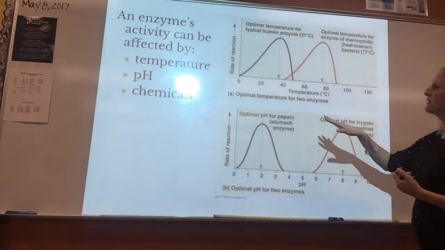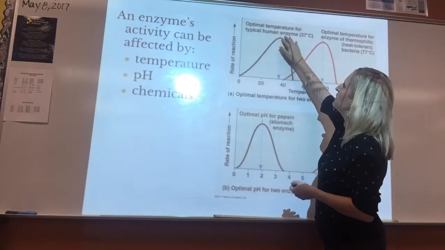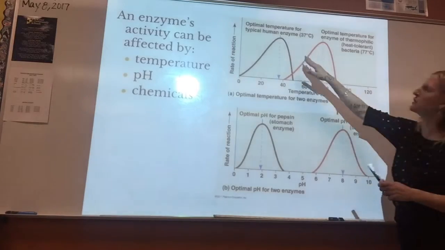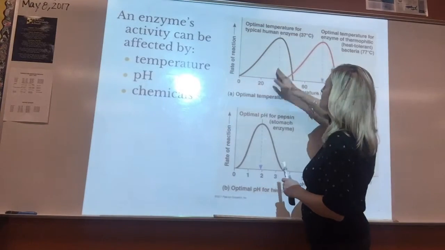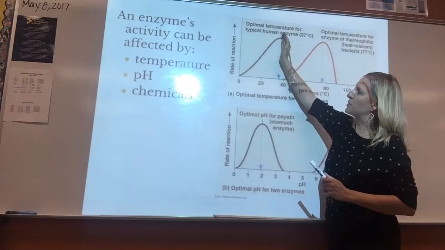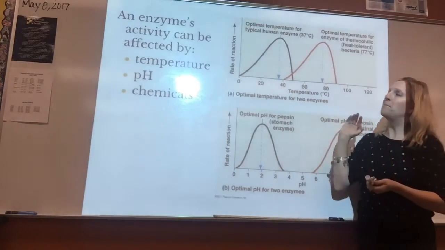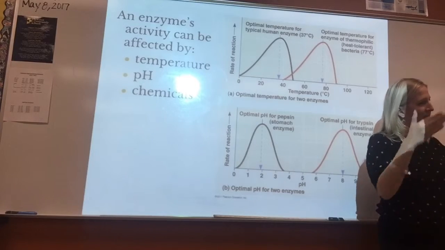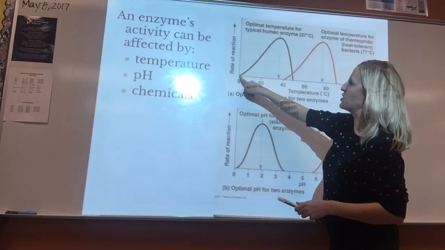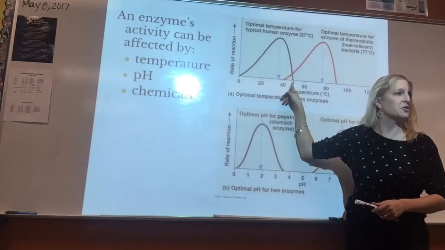Let's just talk a minute about this optimal temperature for the two enzymes here. So this is the typical human enzyme. The optimum temperature is at 37 degrees. Notice here it's at the peak. This is the rate of reaction, so at 37 degrees is the highest rate. And then as we go either to the left where it gets colder or to the right, the rate slows down. But they don't slow down at the same rate.